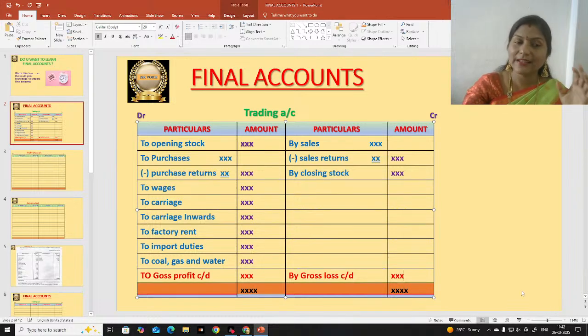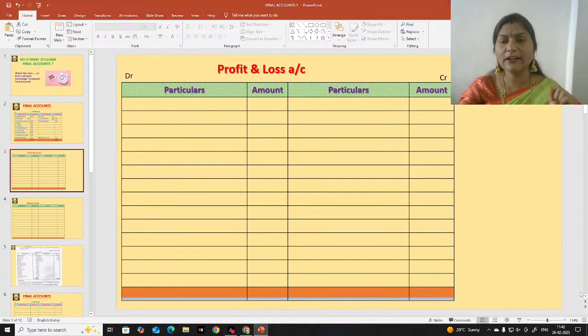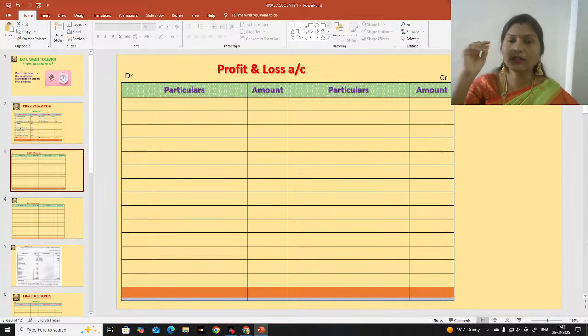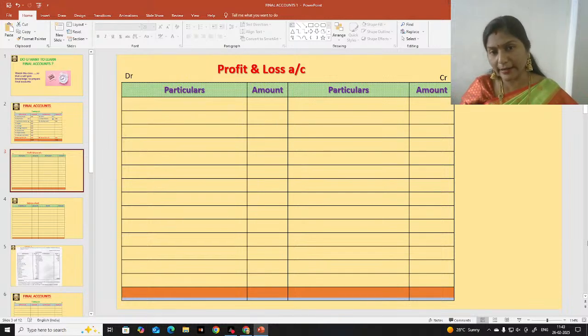Let us go and discuss profit and loss account format. Next balance sheet. Next I will discuss one solution also today. So let me discuss profit and loss account format. This is a profit and loss account format, that is particulars amount, particulars amount. On the top you should mention profit and loss account. If you want to mention the date, then you can add one more sentence here: profit and loss account for the year ending, and the date, whatever is given in the question, you can write here. But if you want to write only profit and loss account, that is also fine.